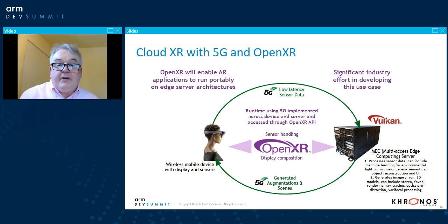An OpenXR runtime can be implemented to run across both the AR device and the server, with the OpenXR API completely hiding the round trips over 5G from the application. This enables the same AR applications to run natively on an AR device or on an AR device connected to an edge server.